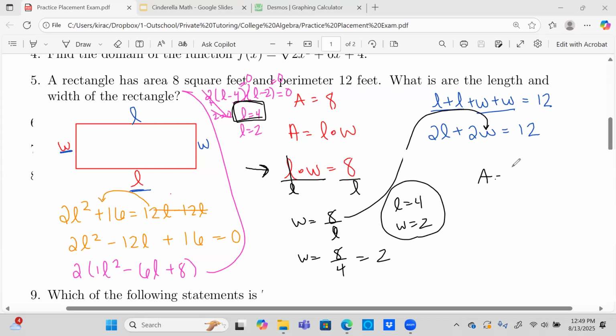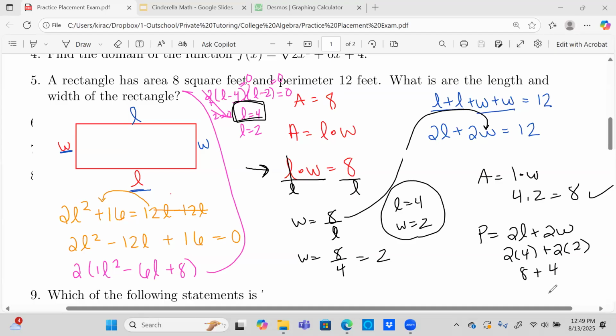Let's make sure that works with the problem. So the area is length times width. So 4 times 2, is that 8? Yes, it is. And let's see if the perimeter works. The perimeter is 2 length plus 2 width. So 2 times 4 plus 2 times 2. So that's 8 plus 4 is 12. And yes, that's what it was supposed to be.